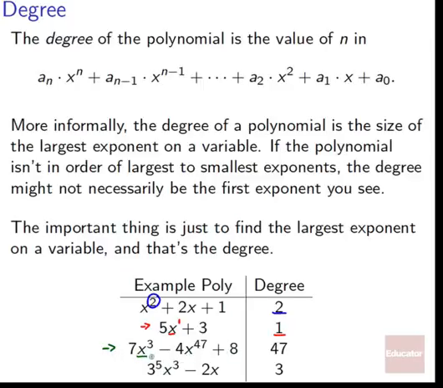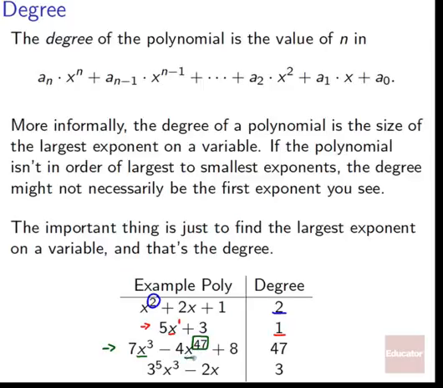The one at the front is x cubed, but it isn't going to be our degree. This one isn't in our usual order. It isn't in that general form of x to the n and then x to the n minus 1 and then x to the n minus 2. This one is out of order, but that doesn't mean that we can't find its degree.